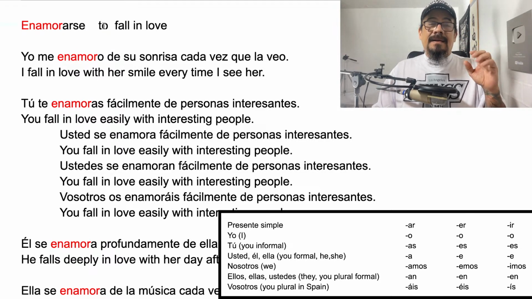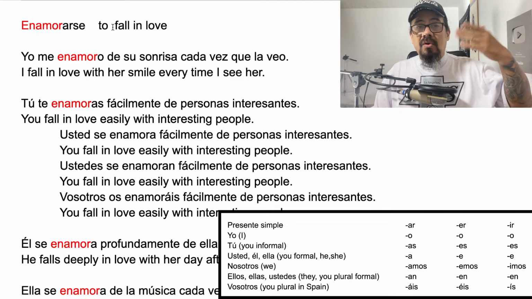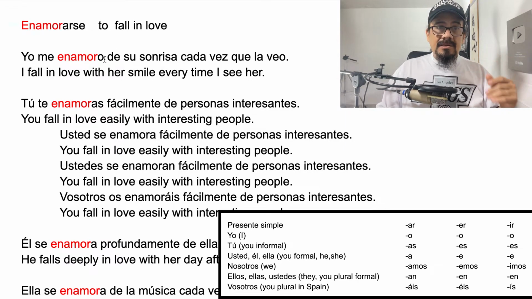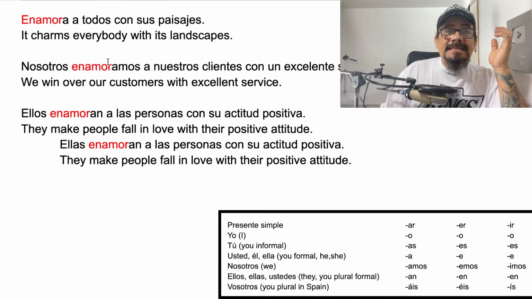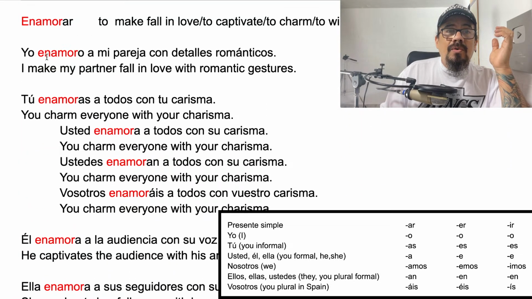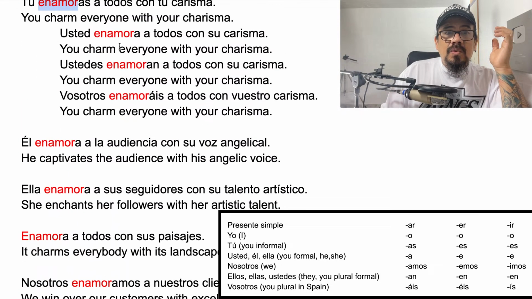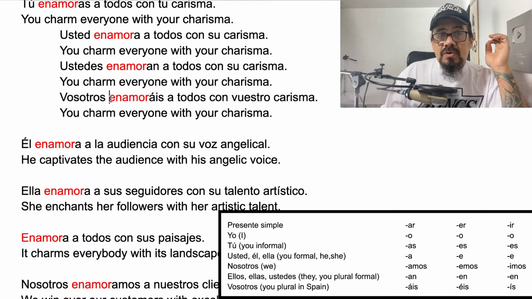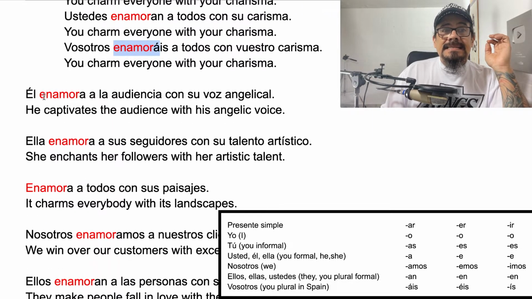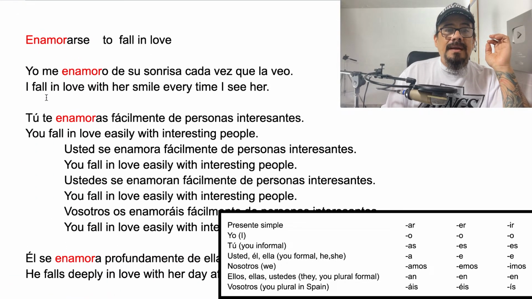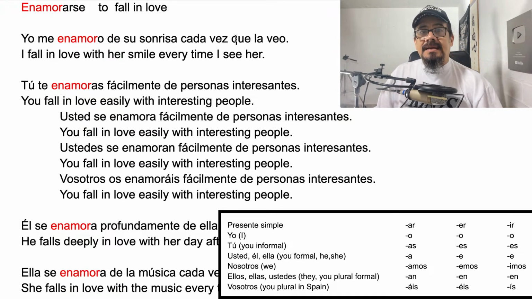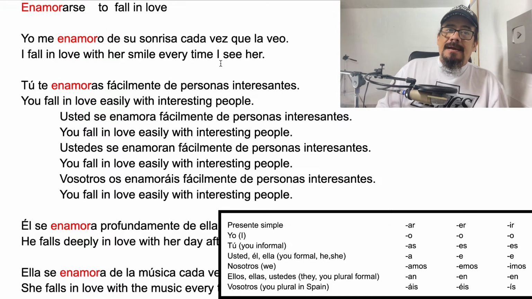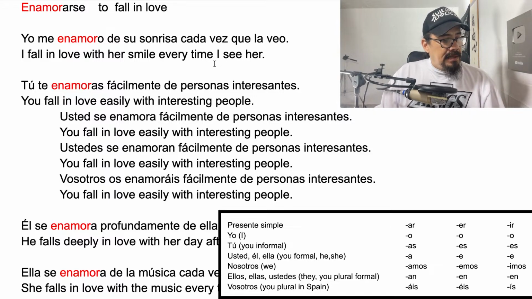So, enamorarse from the perspective of to fall in love, which is reflexive in Spanish. Yo me enamoro. You see, this is exactly the same. Tú te enamoras. Usted se enamora. Ustedes se enamoran. Vosotros os enamoráis. Él se enamora, and so on. Right? So we have, yo me enamoro de su sonrisa cada vez que la veo. I fall in love with her smile every time I see her.